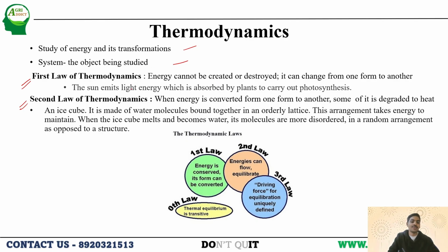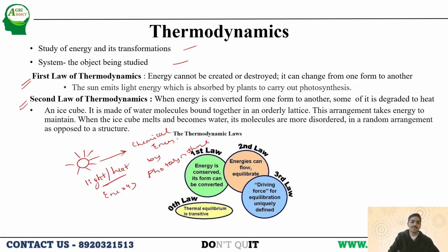The example is simple. The sun's energy is present. Now, this energy, which was in the form of light energy or heat, is converted into chemical energy by means of photosynthesis. Here the form has been changed. Light energy is being converted into chemical energy. That's it. The form has been changed. This is what the first law says: energy can neither be created nor destroyed, but it can change from one form to another.